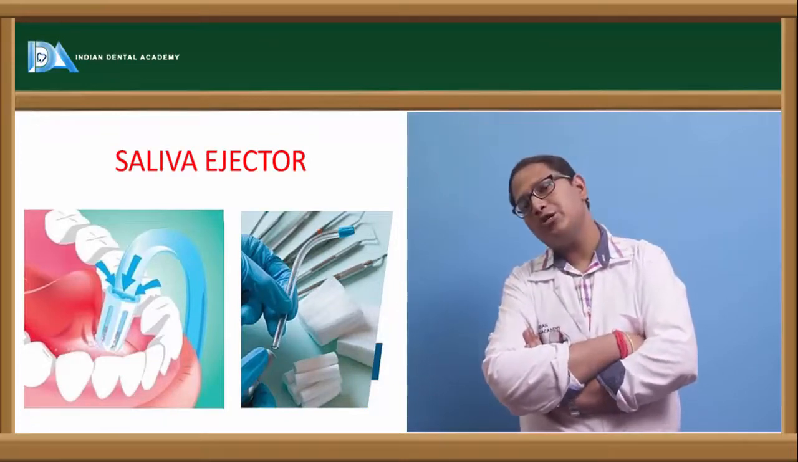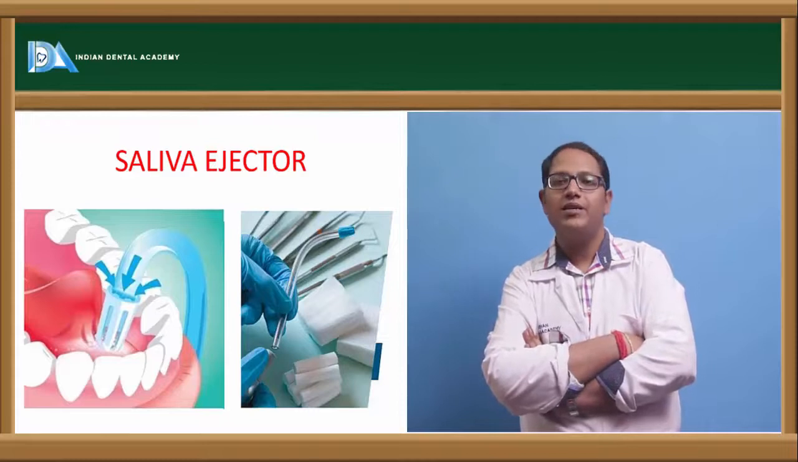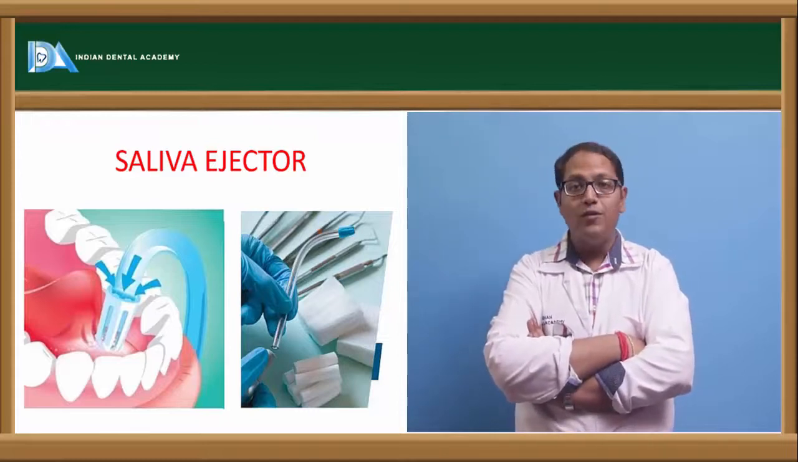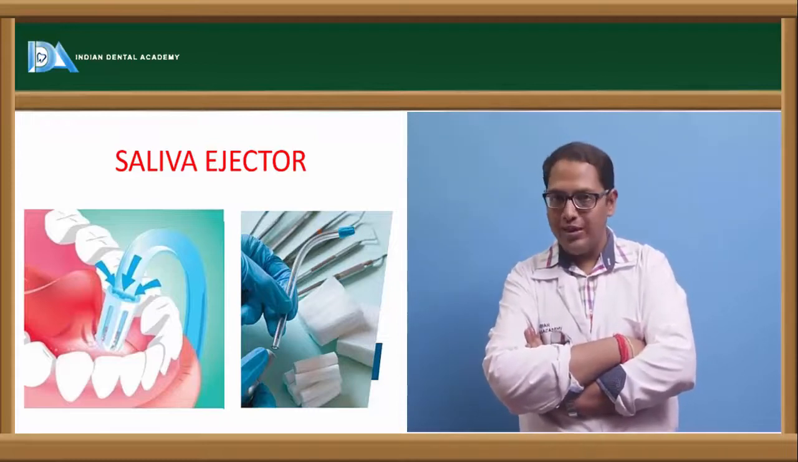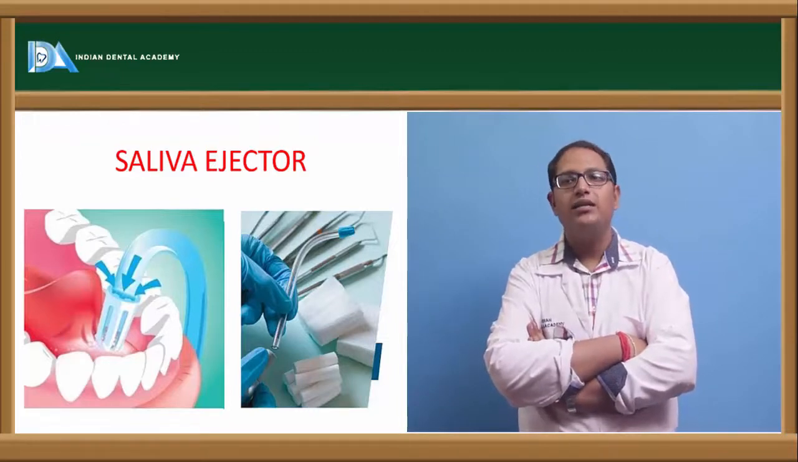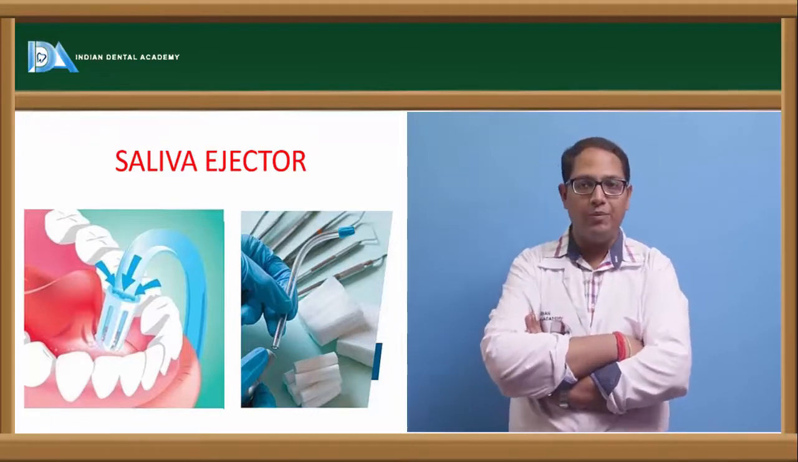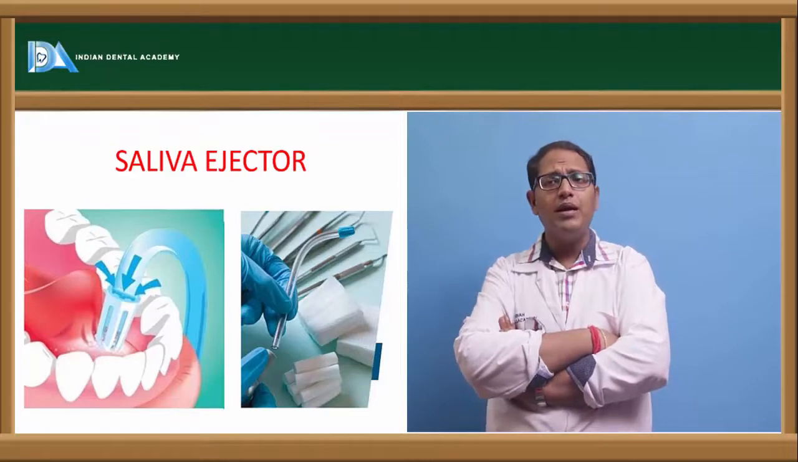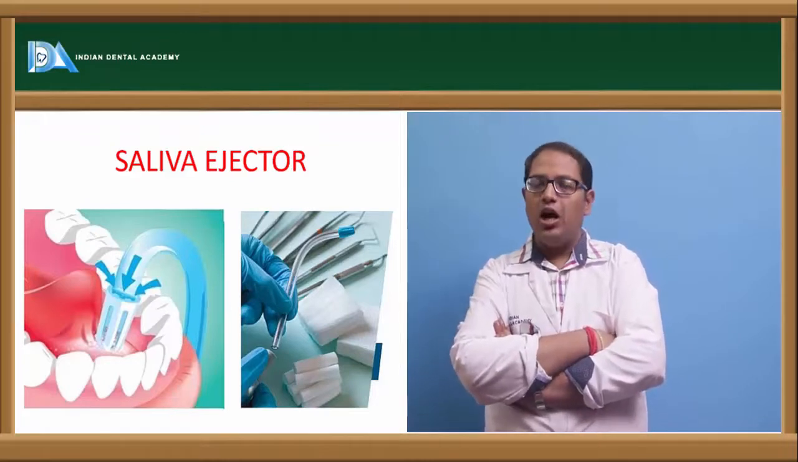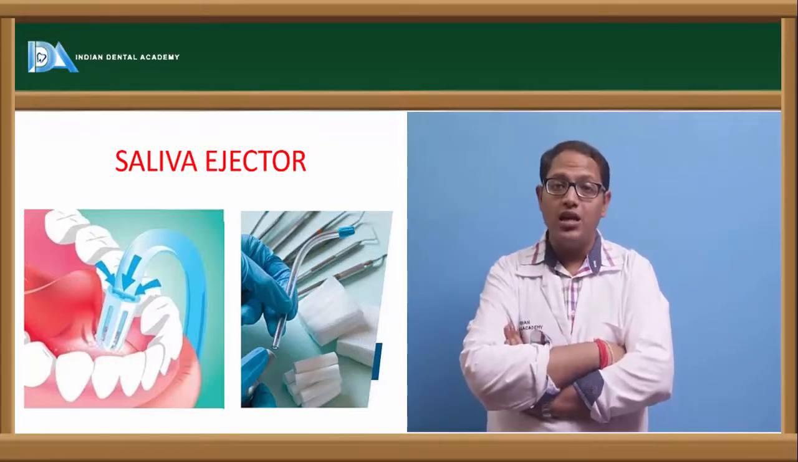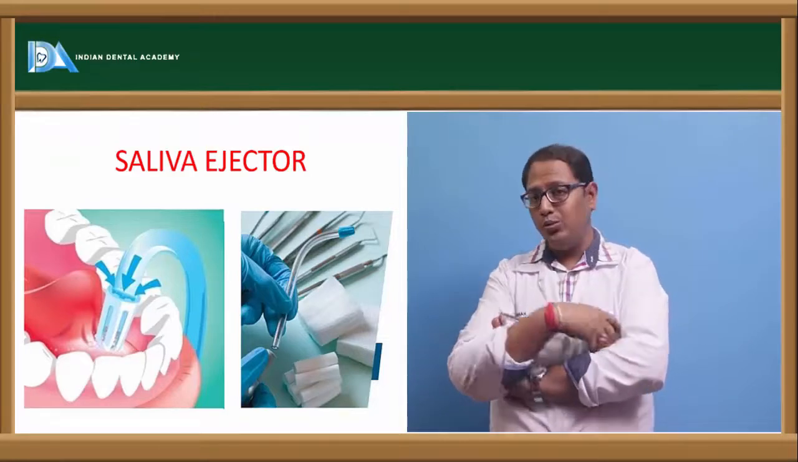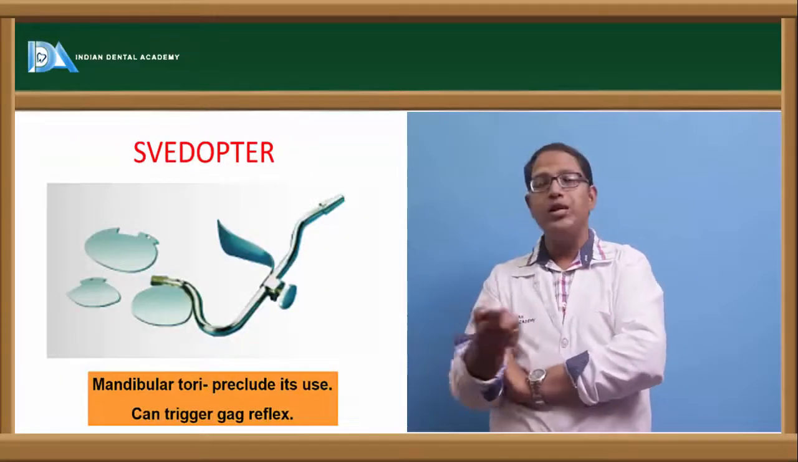You can ask the patient to tilt to that side so that the saliva and other water which is coming out from the aerator as well will flow to that particular side, and the ejection of the saliva will take place. Tongue control may be less than ideal. However, if you want tongue control and fluid control both, you have another thing called the Svedopter.